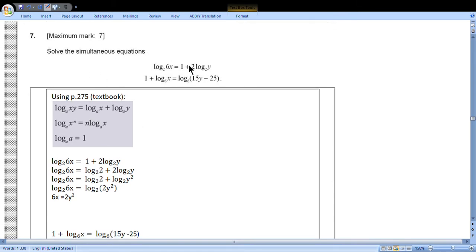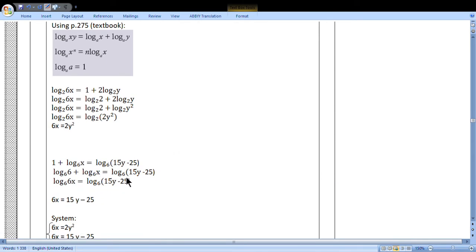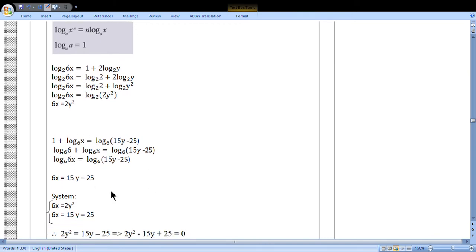Solve the simultaneous equations. Using page 275 of the textbook for properties of logarithms, we do the following. 1 we turn into a logarithm, 2 over 2. Then this 2 times 2 goes as the exponent of y squared. This is the second property. Then the first property: a sum we turn into a product. And then we make the bases equal. We do the same with the second equation, and we get two formulas.